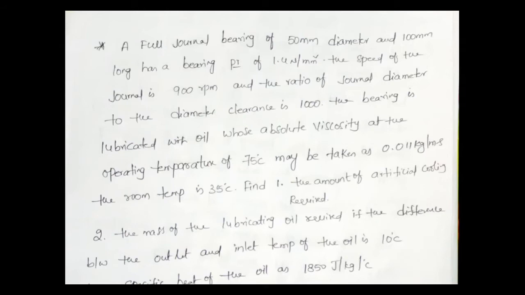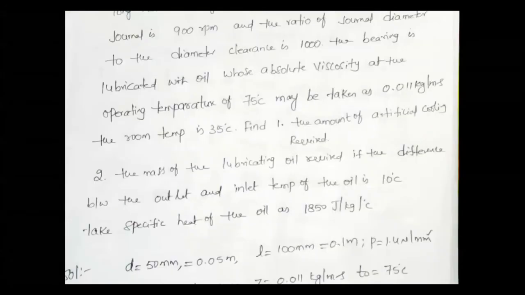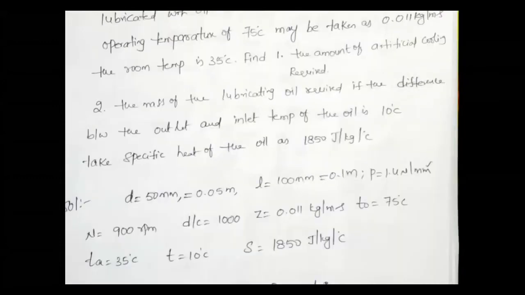Right. So in the given problem, the amount of artificial cooling required is the first point, and the second point is the mass of the lubricating oil required, if the difference between the outlet and inlet temperature of the oil is 10 degrees centigrade, and the specific heat of the oil is 1850 joule per kg per degree centigrade. So this is the data we have. Now we directly move to the given data.